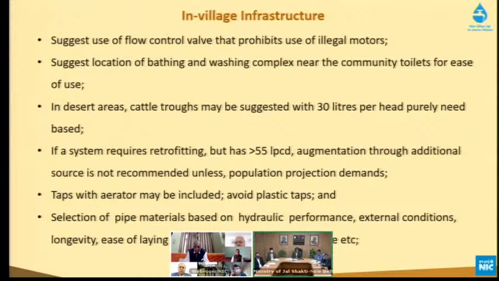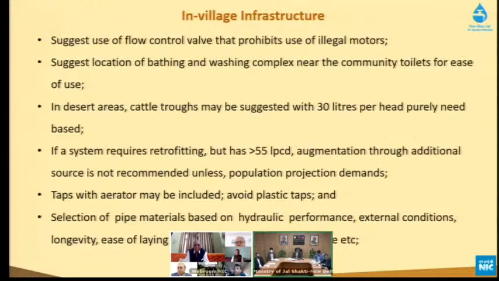Cattle troughs are to be adopted in desert areas. Don't adopt cattle troughs in areas where you've got excellent water security structures like water tanks. They need to be adopted only in places like deserts. There is no need to have them in many places where water is already available in other structures. If a system requires retrofitting and augmentation through an additional source, don't do augmentation unless the population projection demands it. We found that in one state, the population projection is adopted at a constant rate, which is beyond the norms, and it is not recommended. That will increase your cost ultimately.